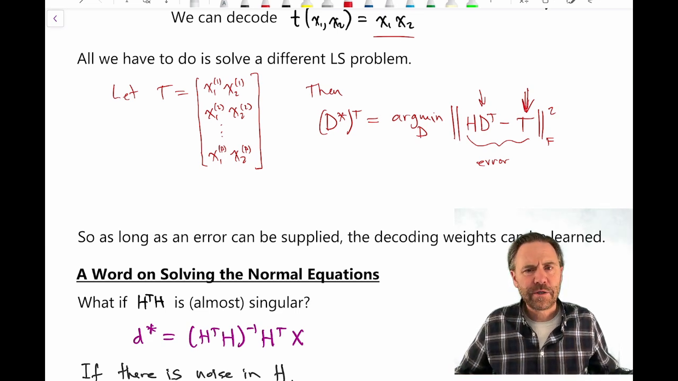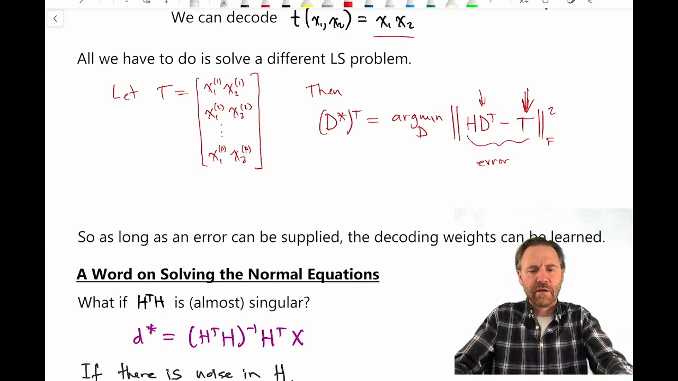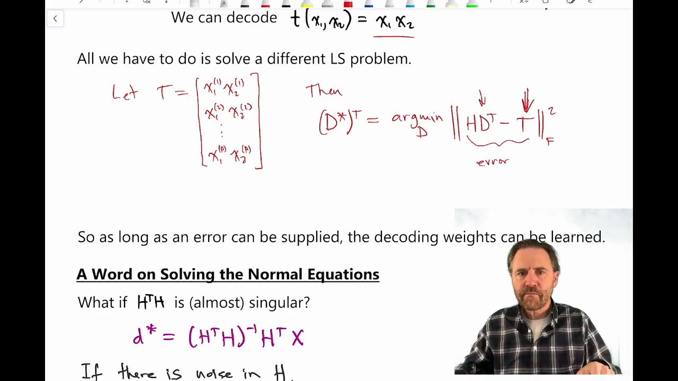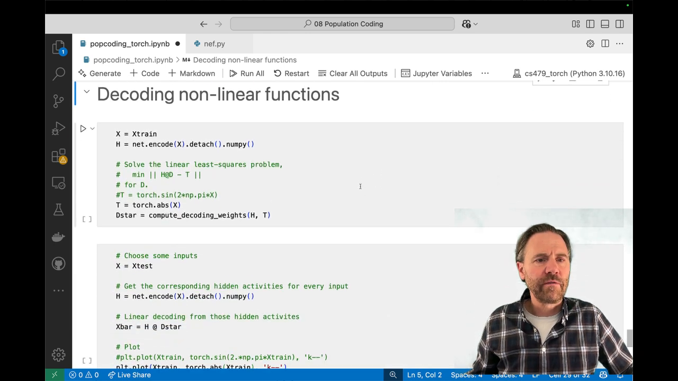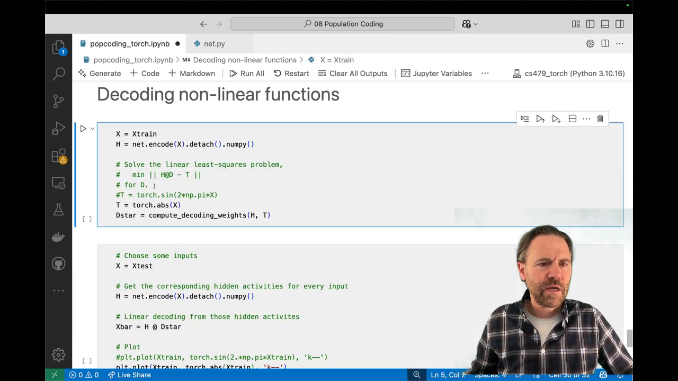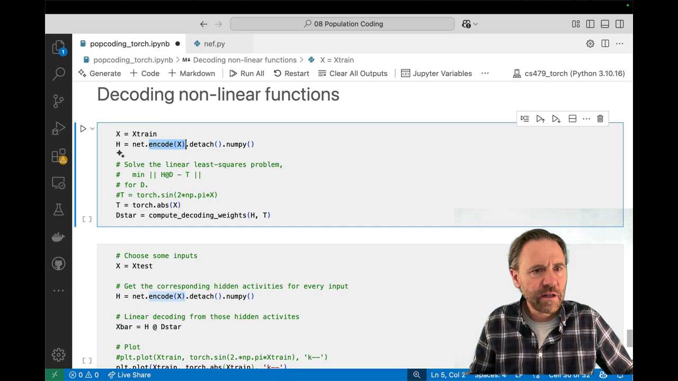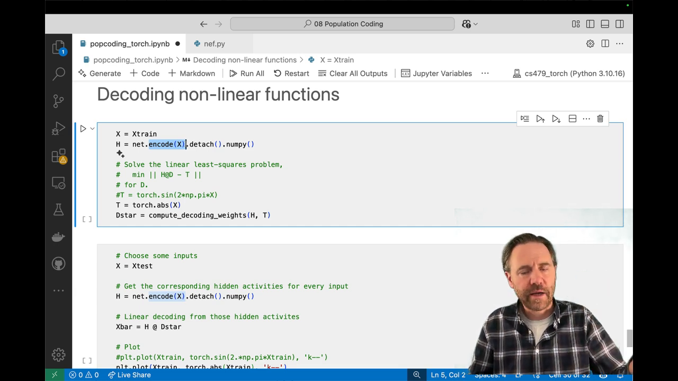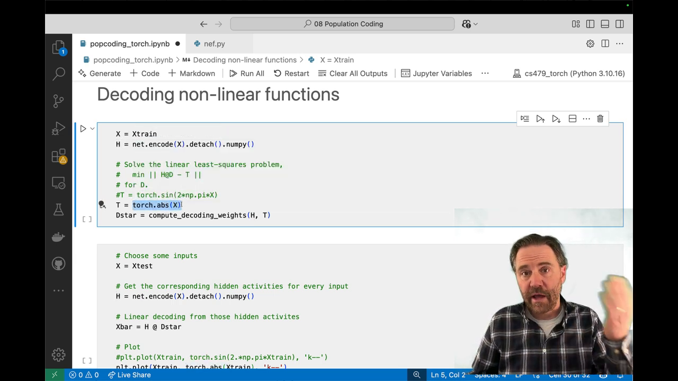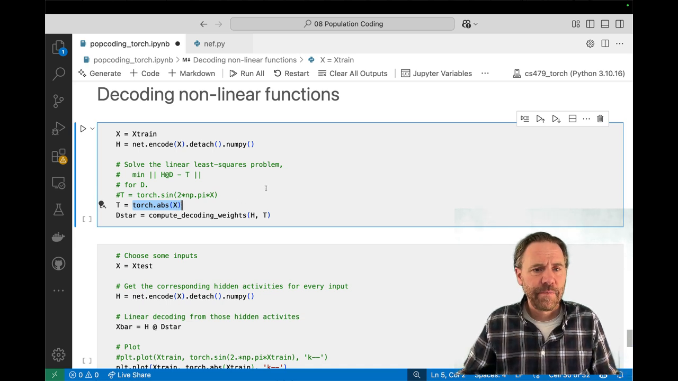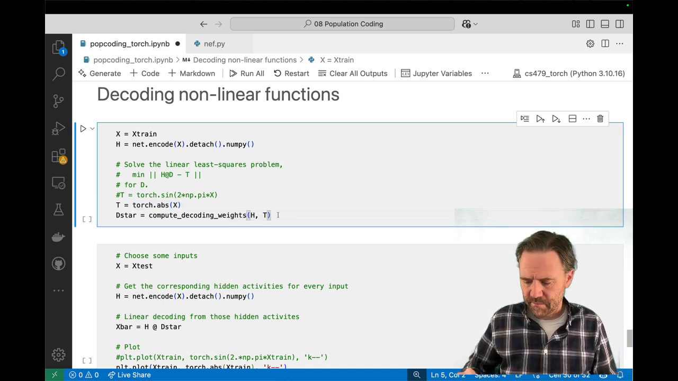Okay, so let me show you that working for nonlinear functions. So, decoding nonlinear functions. Here I've got the same code, except this time I've got my x as input and I've evaluated it through my first layer of weights into my hidden layer. So H is the activities in the hidden layer. Now what I want to decode, I'm just going to take the absolute value of x. Instead of decoding x, I'm going to decode the absolute value of x. And then I put those into my least squares problem.